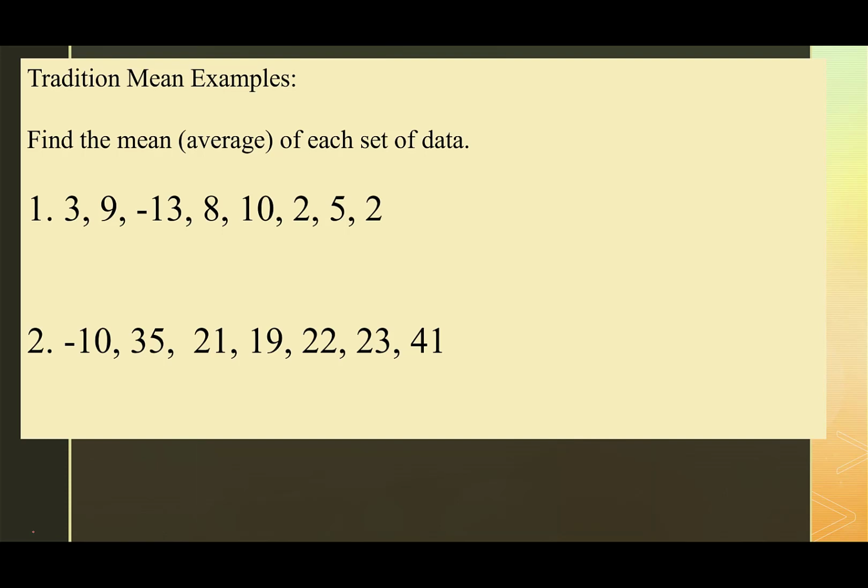These first two are what I call traditional problems. They're just a set of data. For number 1, there is a total of 8. So pause your screen and add these together. Okay, when you added those together, you have a total of 26. 26 divided by 8 is 3.25, and that is the average.